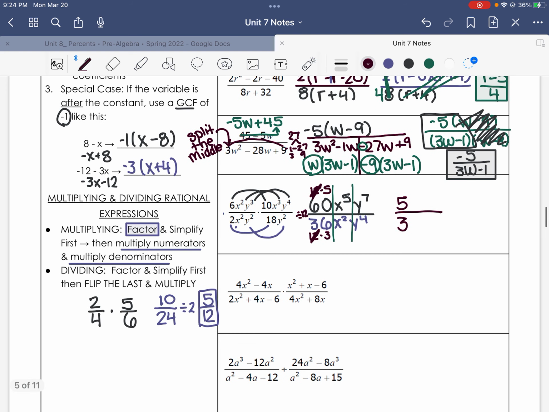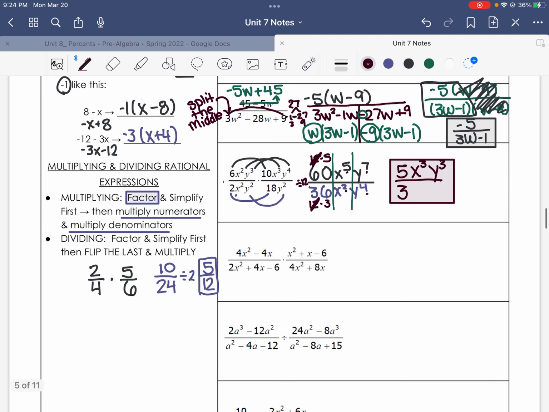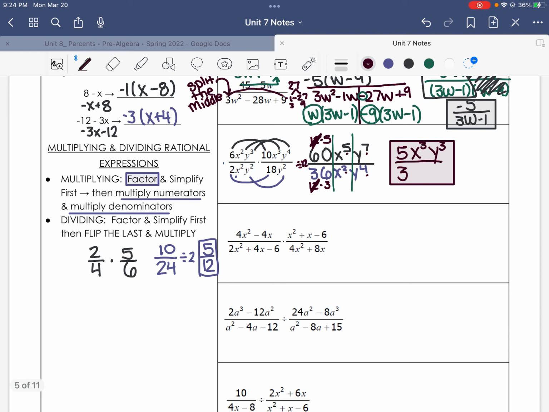And then I subtract my exponents. 5 minus 2 is x cubed. 7 minus 4 is y cubed. It only goes to the bottom if it was a negative exponent. That's why they're both on the top. Done.